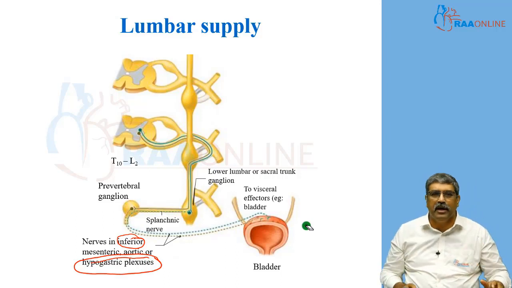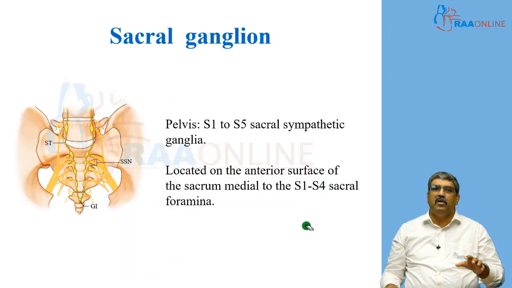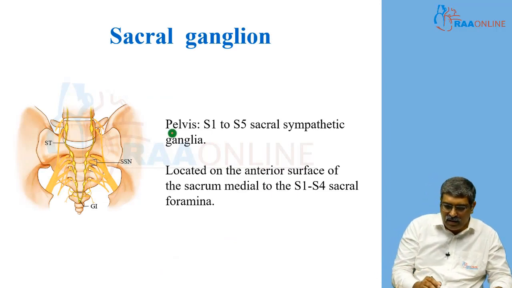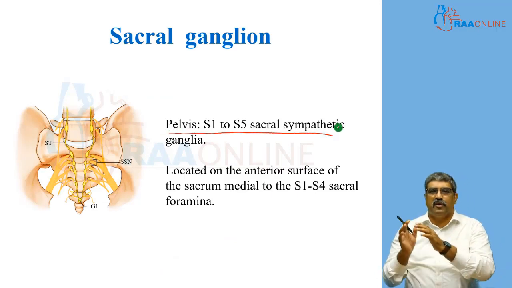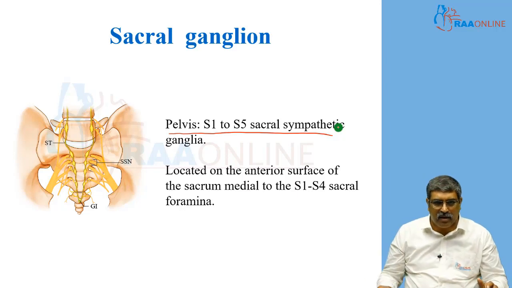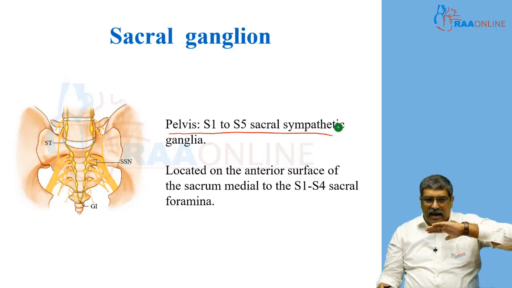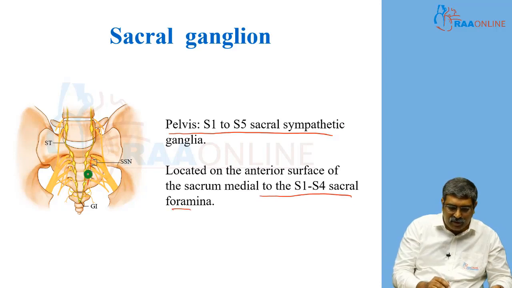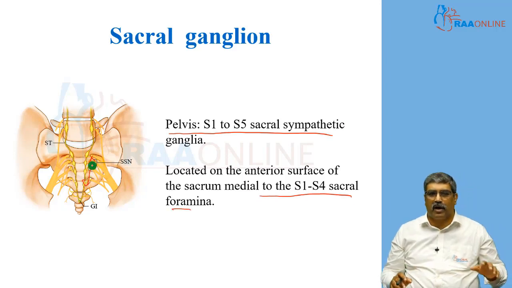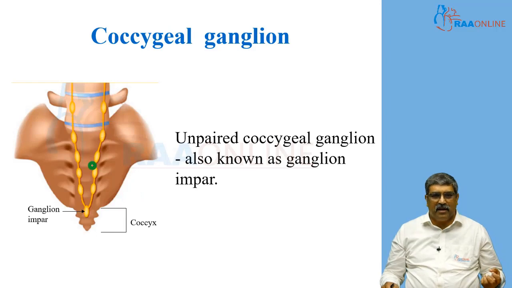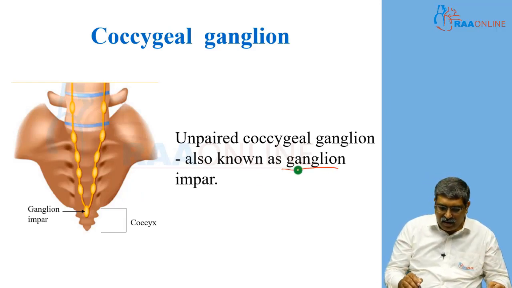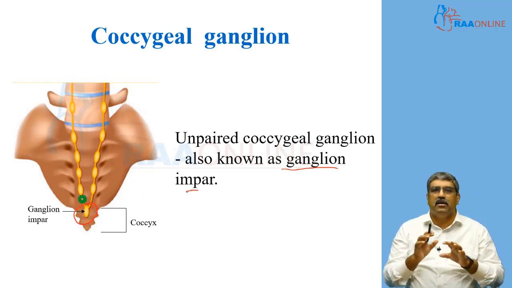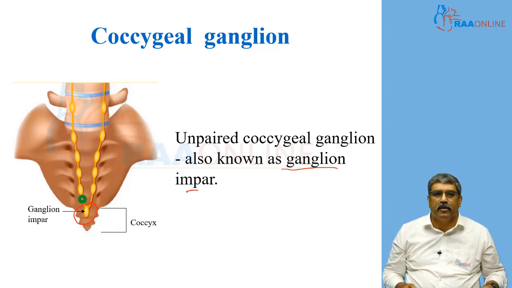to the urinary bladder. Coming to sacral ganglion, here it is located in the pelvis, S1 to S5 sacral sympathetic ganglion. It is located on the anterior surface of the sacrum, medial to S1 to S4 sacral foramina. Coccygeal ganglion, it is also called the ganglion impar. Here you can see the coccygeal ganglion.